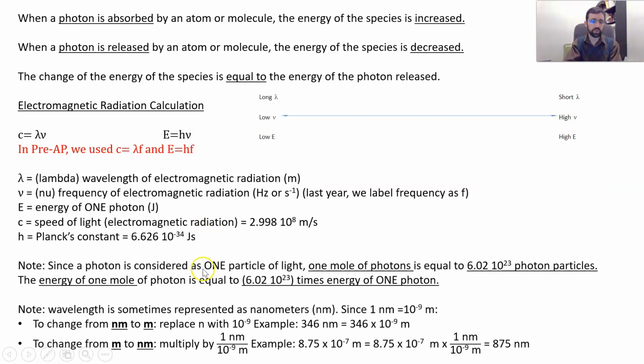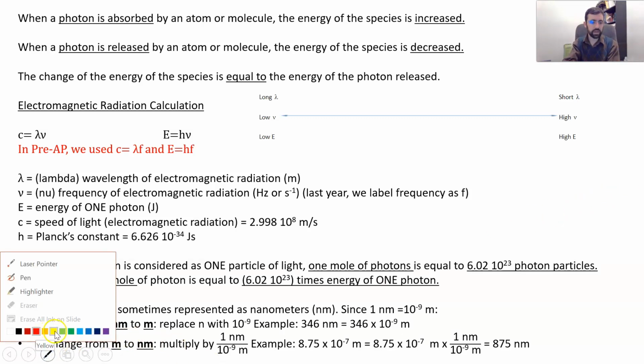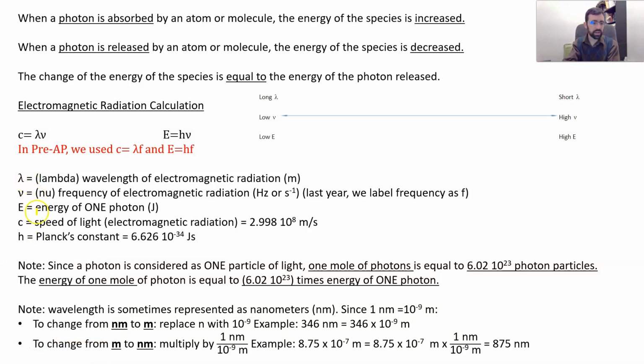Note that since a photon is considered one particle of light, 1 mole of photons is going to be equal to 6.02 × 10²³ photon particles. The energy of 1 mole of photons is equal to 6.02 × 10²³ times the energy of 1 photon. That's because, and we didn't really talk about this last year, E in this equation is actually the energy of one photon.